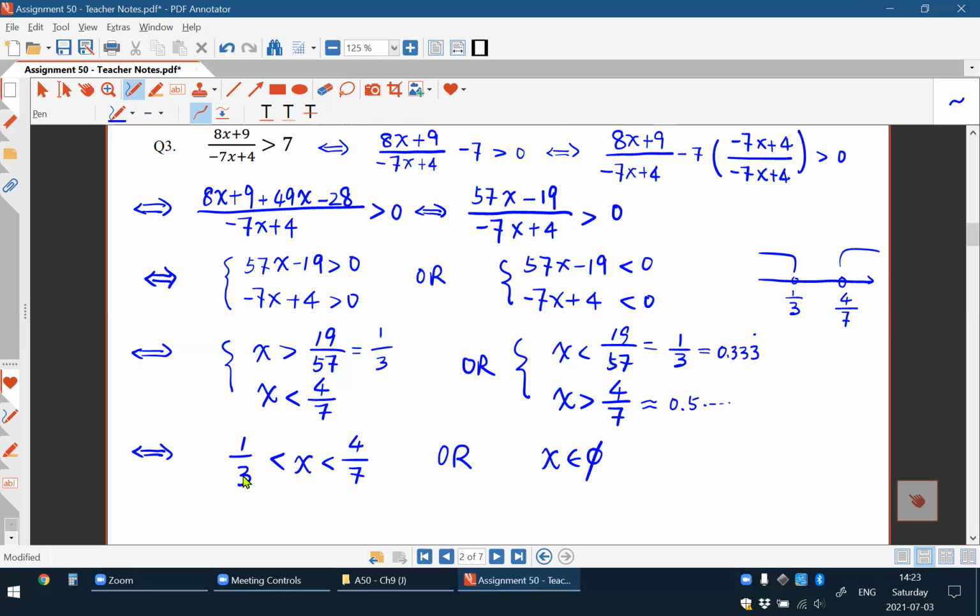Okay, so by considering both the first and second sub-questions, the final solution should be x is either within 1/3 and 4/7, or x belongs to an empty set. So the final solution can be combined to x should be within 1/3 and 4/7. Okay, any questions?